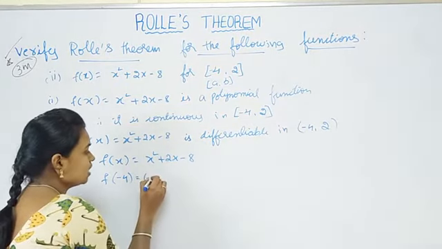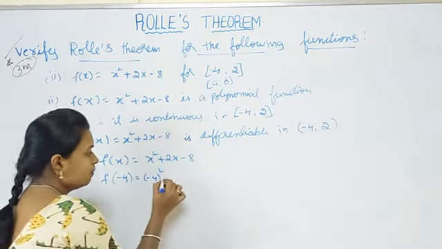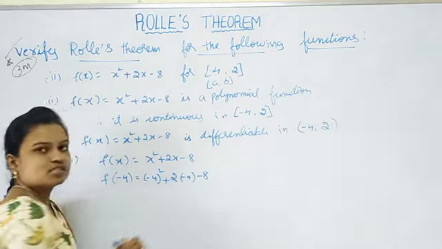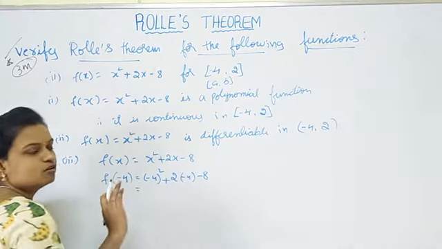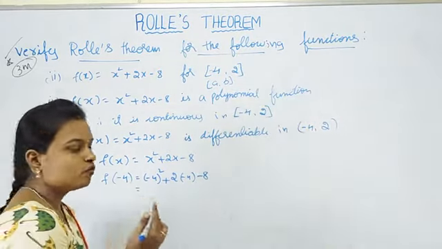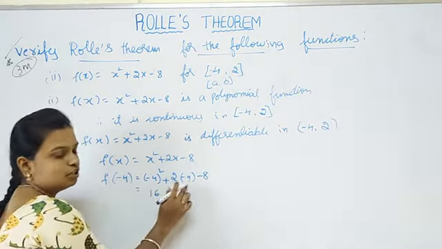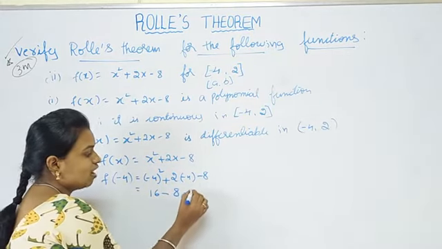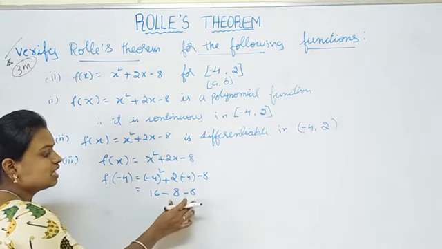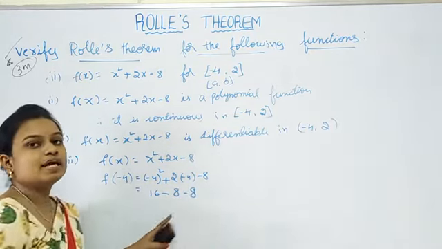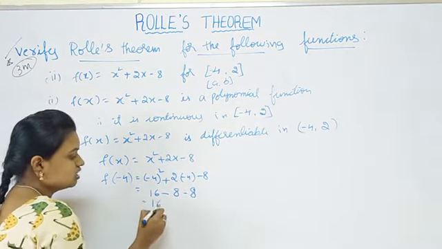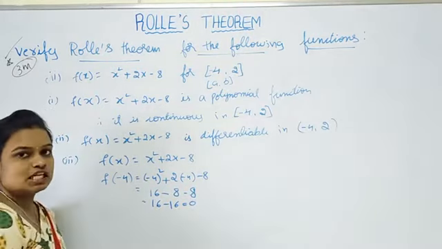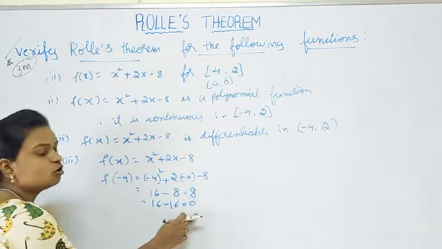So it becomes -4 the whole square plus 2 into -4 minus 8. Now simplify this one. -4 the whole square is 4 square, which is 16. Plus into minus, minus 2 4s are 8. Again here we have -8. So -8 and -8 become -16. So 16 minus 16 is 0. So f of -4 is equal to what? 0.